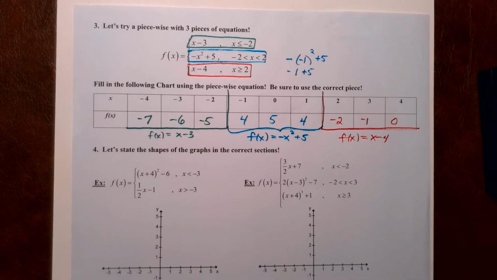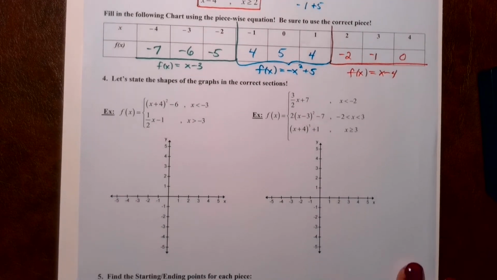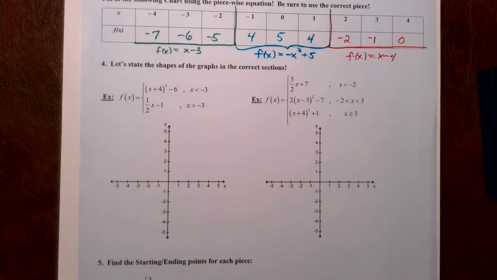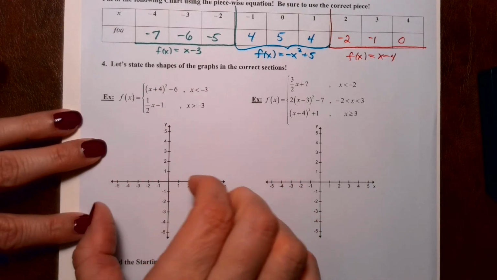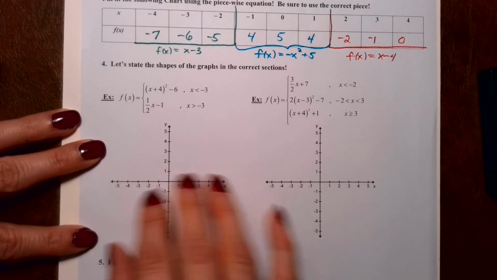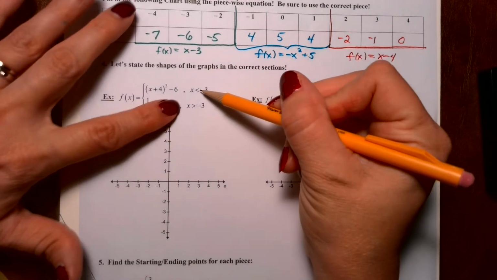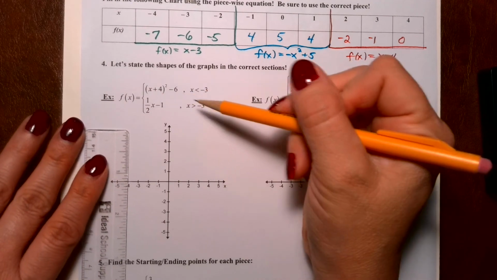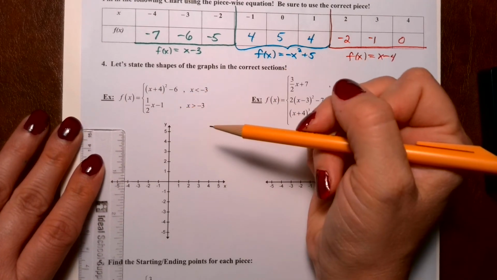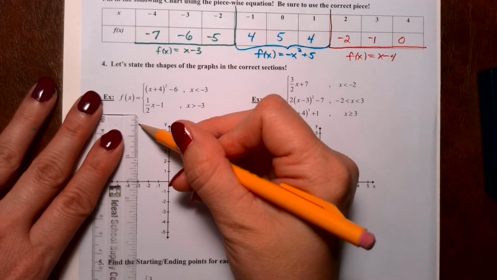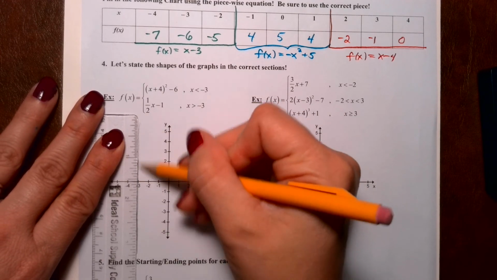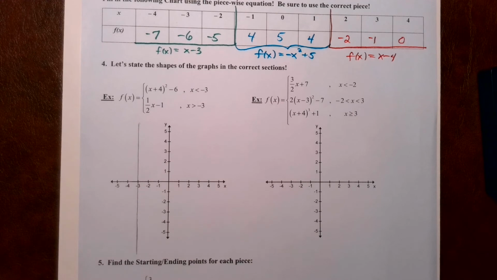Okay. Let's state the shapes of graphs. So what we're going to do eventually is graph all these different pieces, but for right now, we just want to state the shapes on the graph, like in the right sections. Maybe I'll get out a pencil, and I'm going to draw a border line. If you're less than -3, you're something, and if you're more than -3, you're something else. I'm just going to draw this little wall right here, separating the graph into two sections.